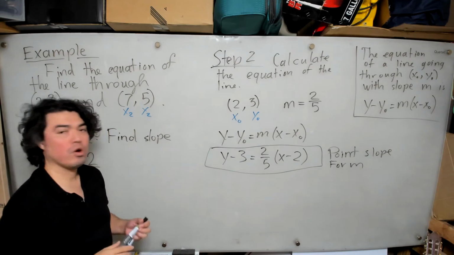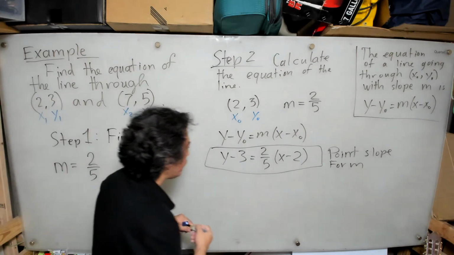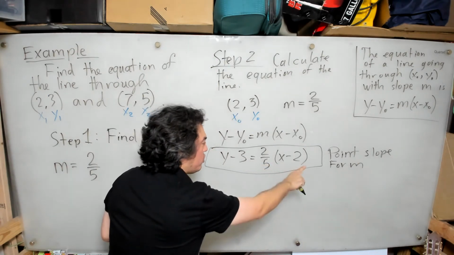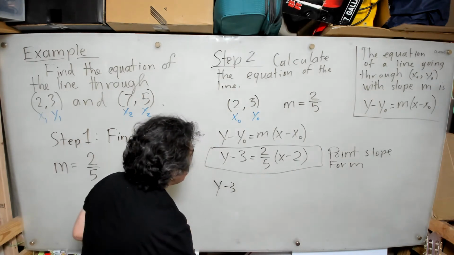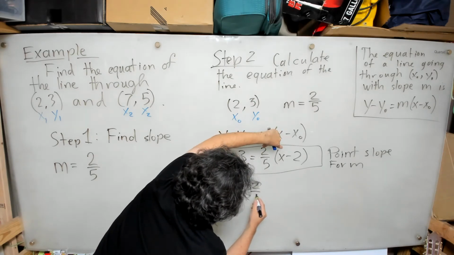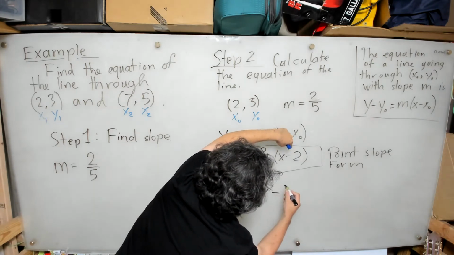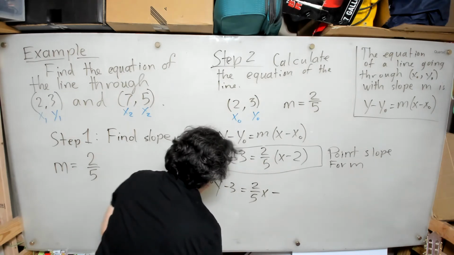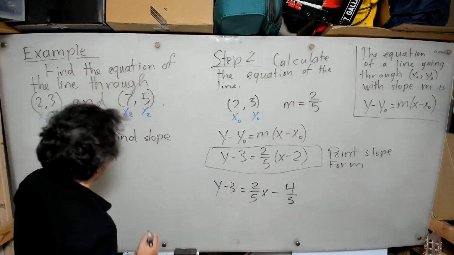But I'm going to go through a little bit of algebra here to write it in slope-intercept form. Okay? So for example, here, what I'm going to do is distribute the 2/5 into here. So I'm going to get y minus 3 is equal to 2/5 times x is 2/5 x. 2/5 times negative 2 is going to be negative 4/5. Let me demonstrate that for you over here, okay?